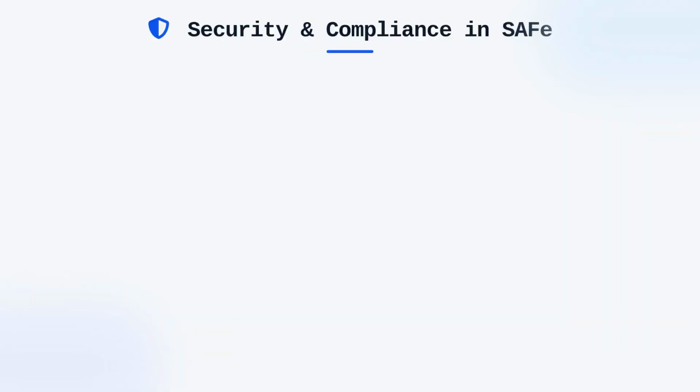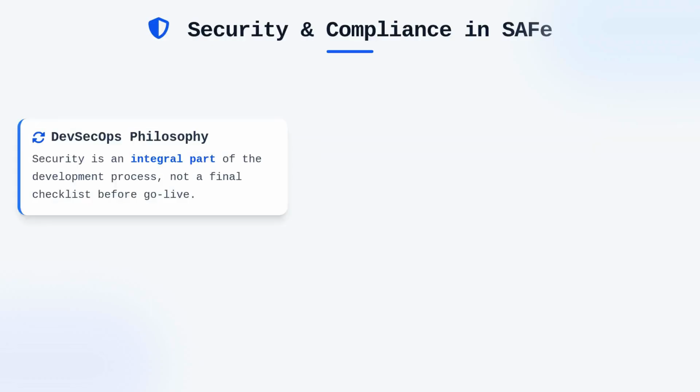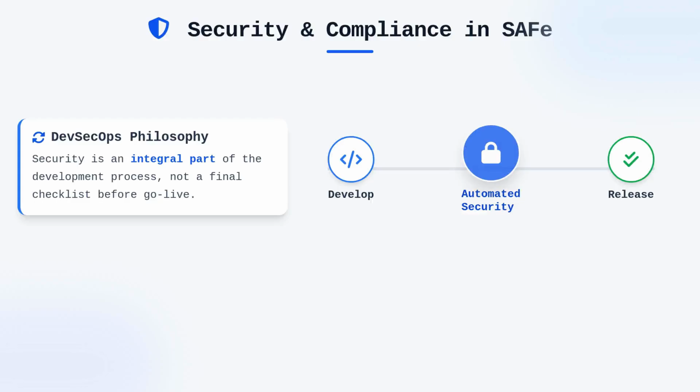One aspect that often confuses practitioners is how security and compliance fit into this fast-paced structure. In SAFe, we treat security as an integral part of the development process rather than a final checklist performed right before go live, a philosophy often referred to as DevSecOps. By automating security tests within the pipeline, we manage compliance concerns continuously throughout the iteration, rather than stalling the release at the finish line for a manual audit.